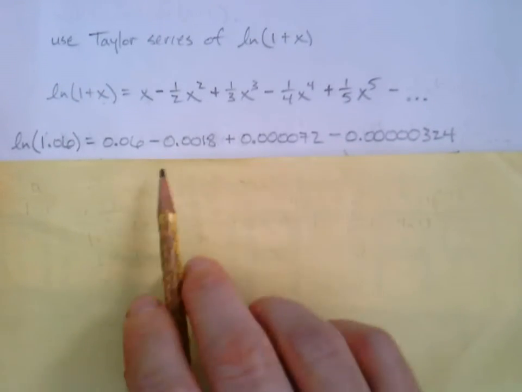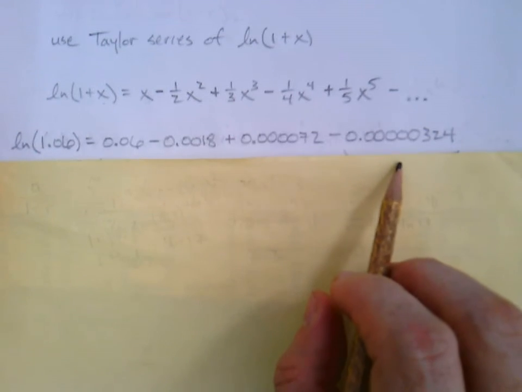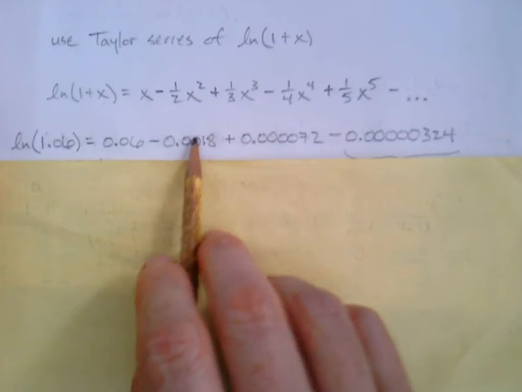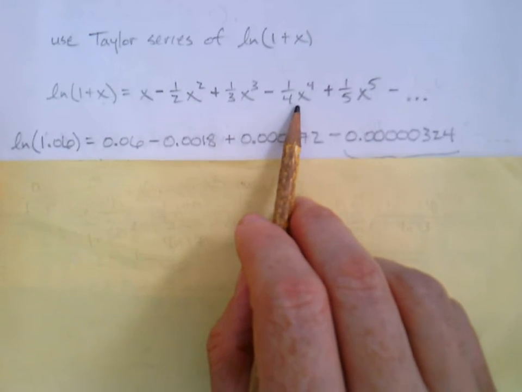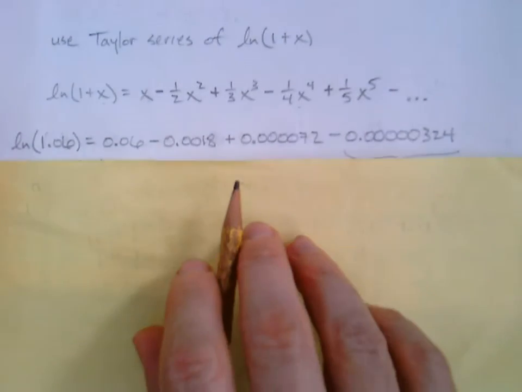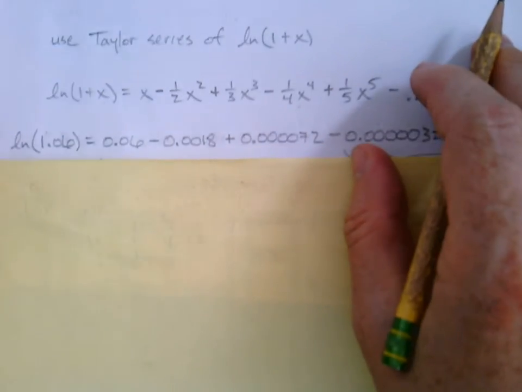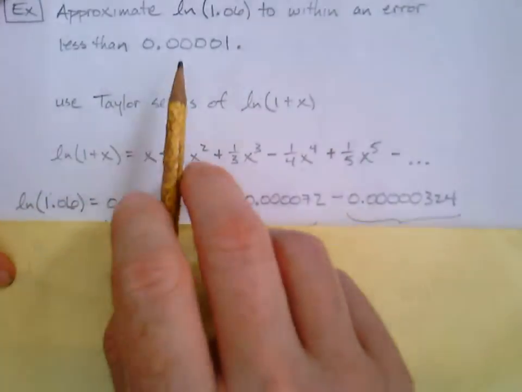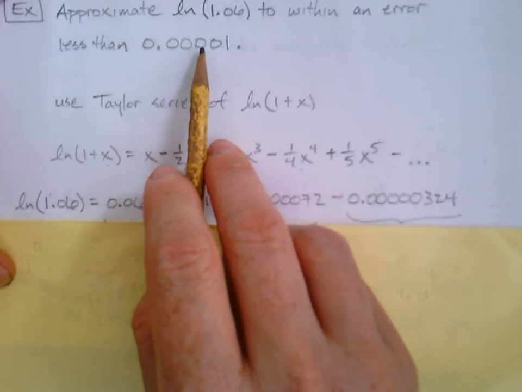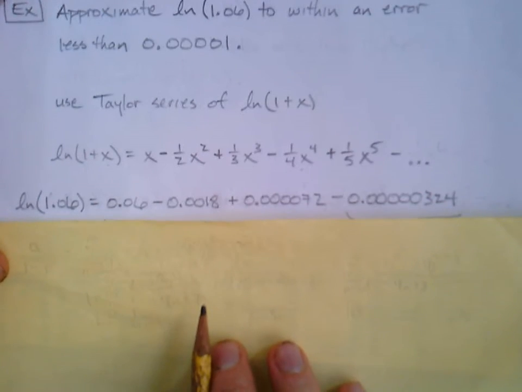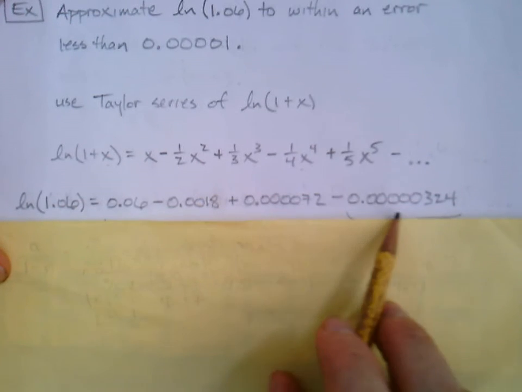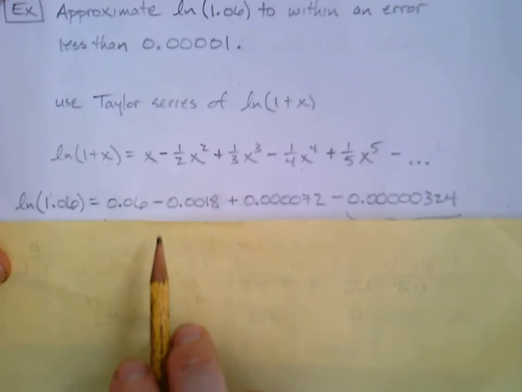What are we thinking as we're plugging numbers in, and how do we know when to stop? It turns out I knew to stop here at this fourth term. Okay, I should slide this back down. We know we want our error to be within this, 0.00001. First, look at these numbers. They're getting smaller every time.